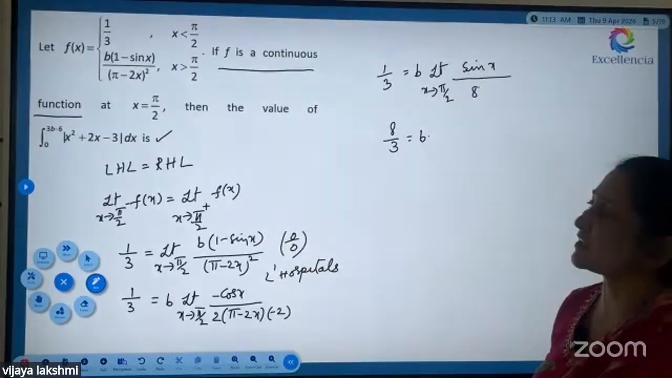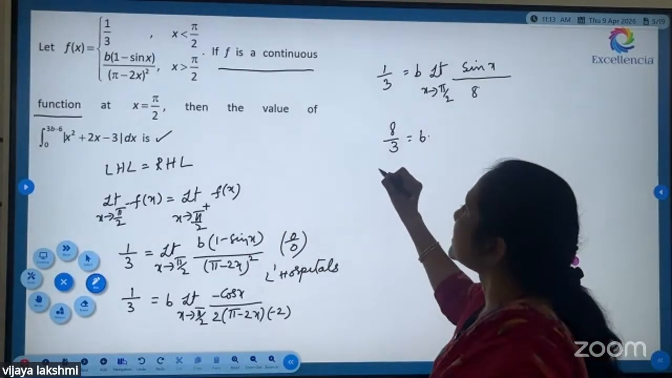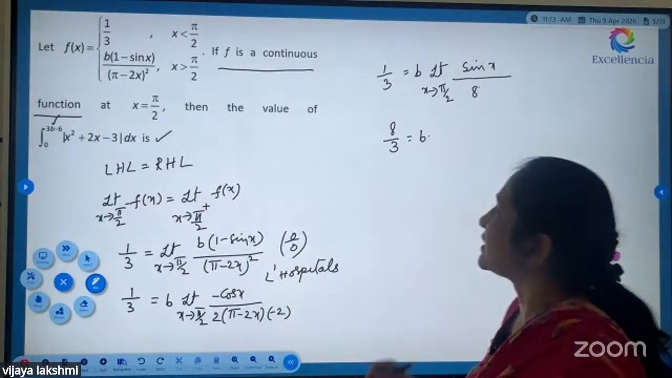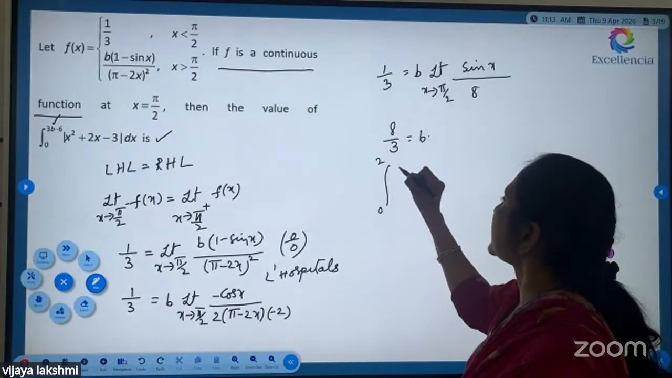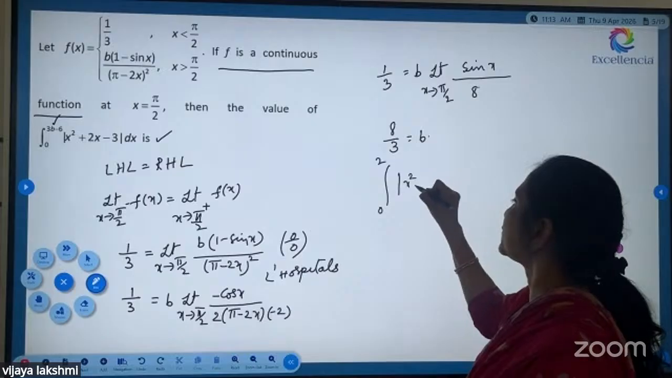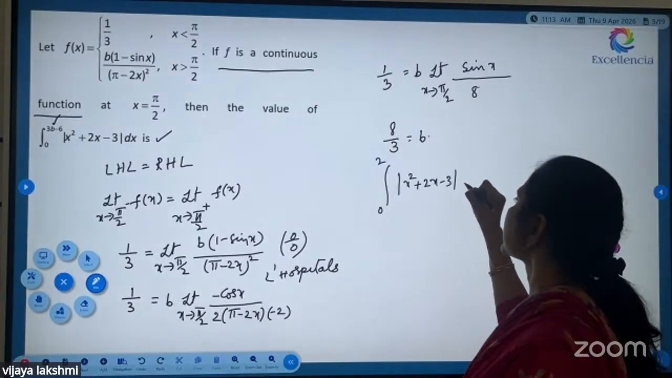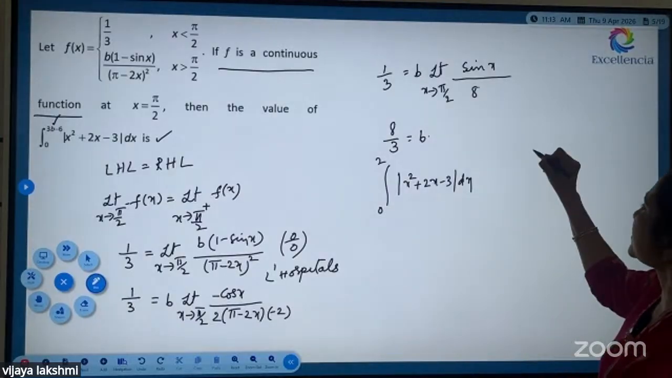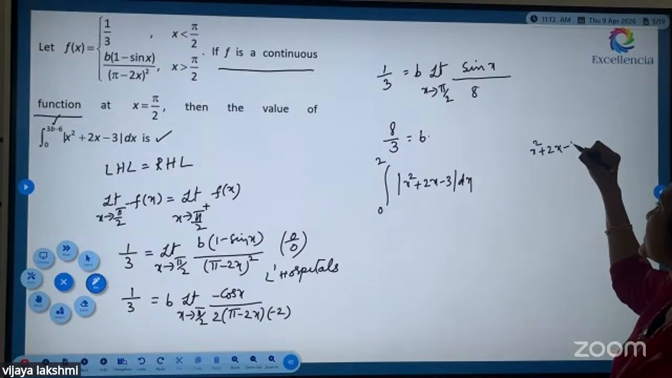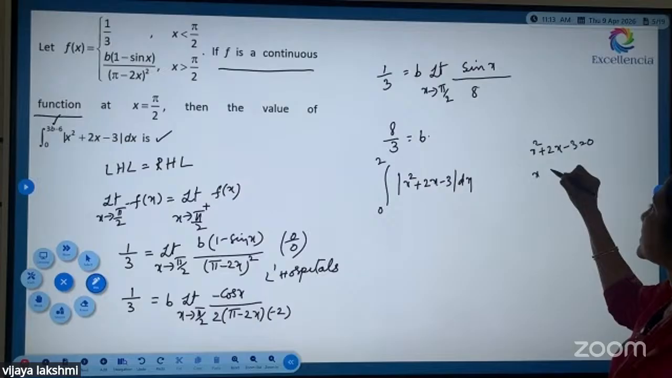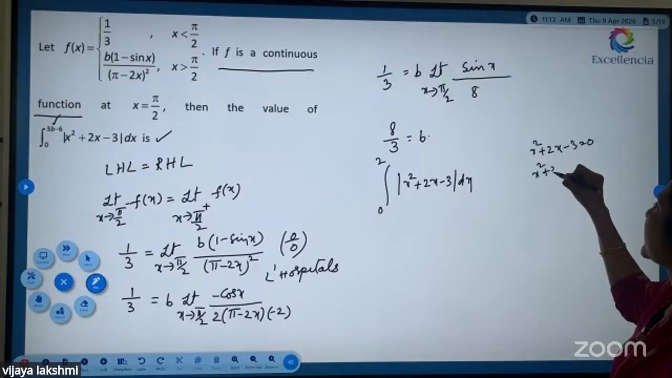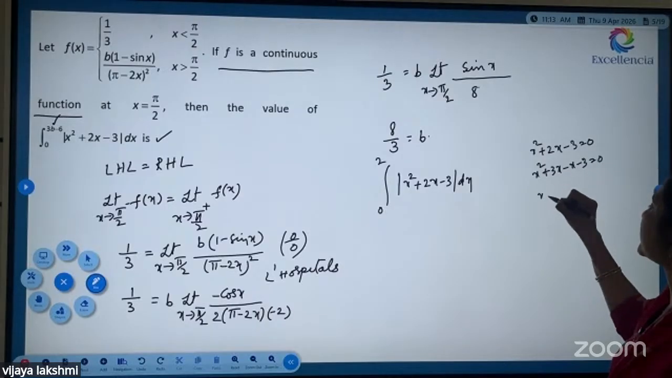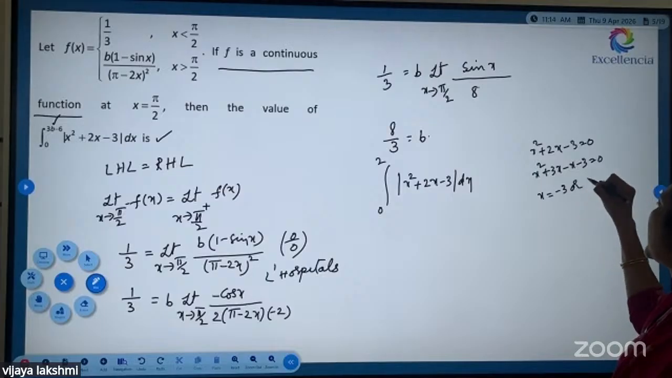That is from definite integrals, as modulus is given. The value of b is substituted in the limit here: 8 by 3, that's why we got the integral from 0 to 2 of modulus of x square plus 2x minus 3 dx. Suppose we take the turning point, x square plus 2x minus 3 equals 0. We take the factors, and we get x equals minus 3 or 1.